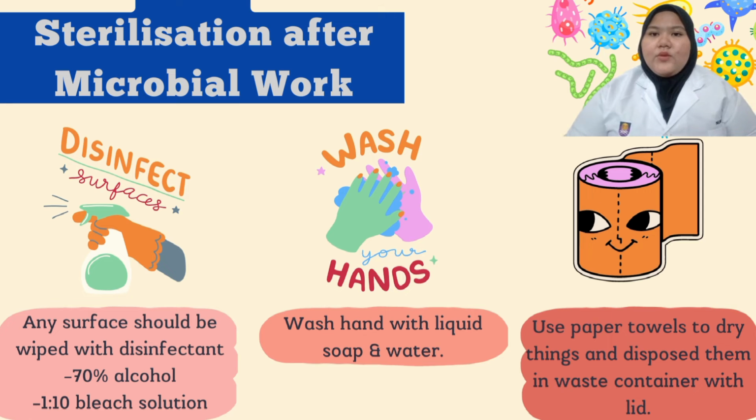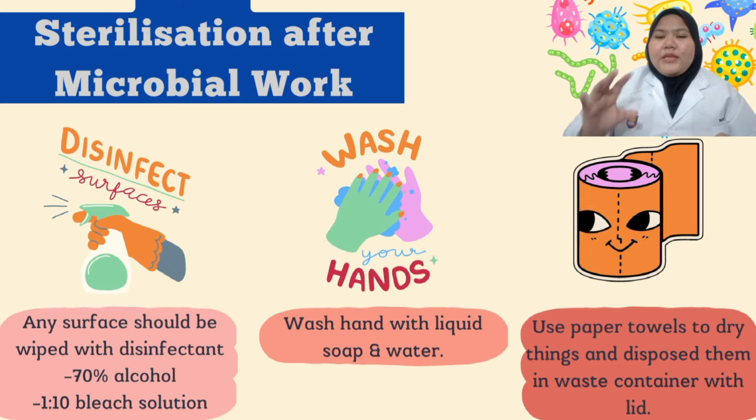And lastly, I'm going to share on the sterilization technique after working with microorganisms. After each microbiological practice, the bench surface should be wiped immediately with disinfectant, such as 70% alcohol or 1 to 10 bleach solution. We also need to wash hands thoroughly with liquid soap and water after microbiological work. For drying, paper towels are preferred, and once you have finished using them, they need to be disposed of in a waste container with a lid to avoid spreading the contaminated paper towels to other areas.